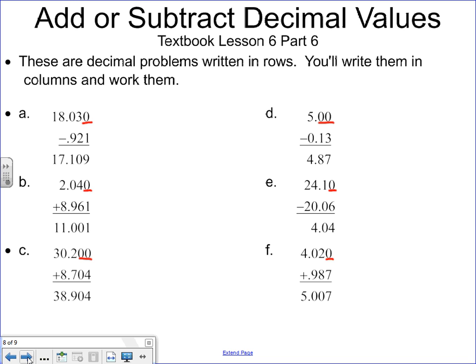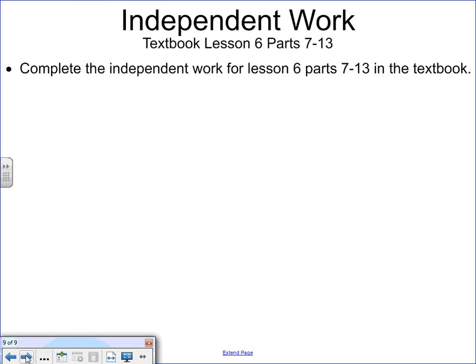So that's it for the note packet. Now you can go ahead and work on the independent work, which is parts 7 through 13 out of your textbook. Please remember to do this on a separate sheet of notebook paper. Make sure you label it Lesson 6. Make sure you label your parts and you label each problem.